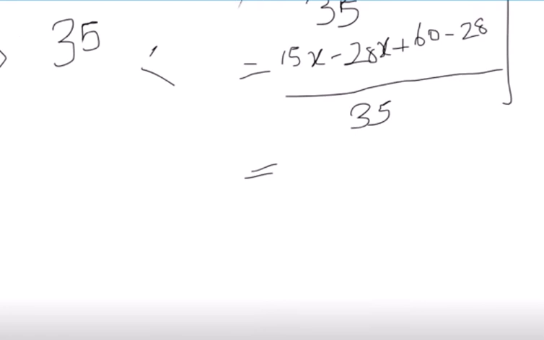So I'm going to work out my x terms. I have 15x minus 28x. This will give me a total of how much? Negative how much? What's my total x? 15x minus 28x is going to give me a total of minus 13x. Right? Plus, I have 60 minus 28. It is going to give me a total of how much?